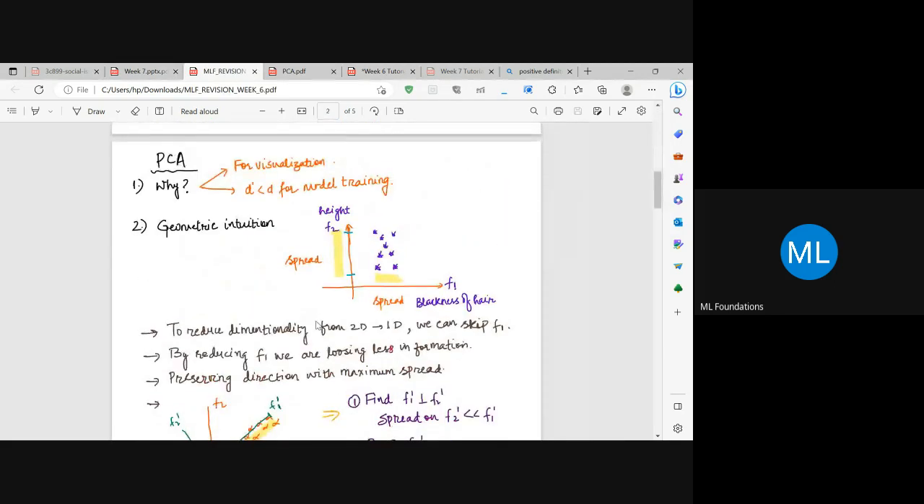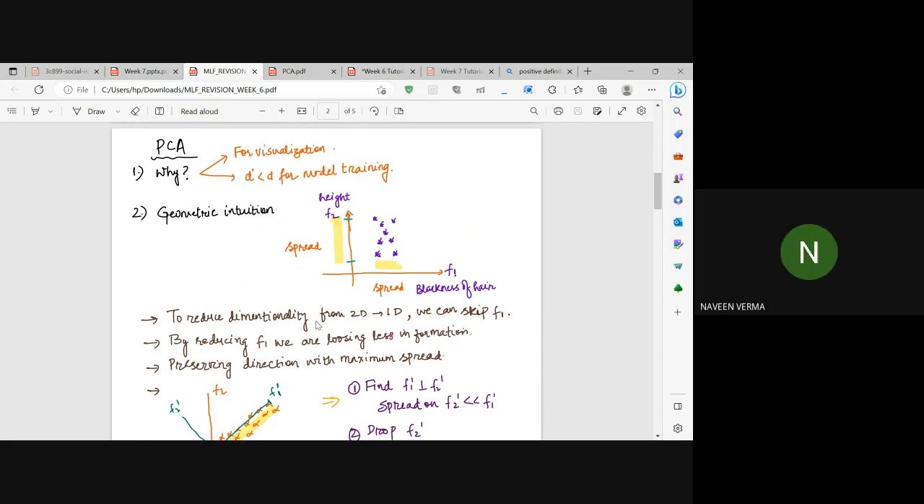For week 6, do I need to go through what PCA means, or can we directly go to the tutorial questions? Sir, just go to the tutorial questions directly, because we are not getting theory in the exam. Just go to the important part, the kind of questions we'll be getting in the exam.